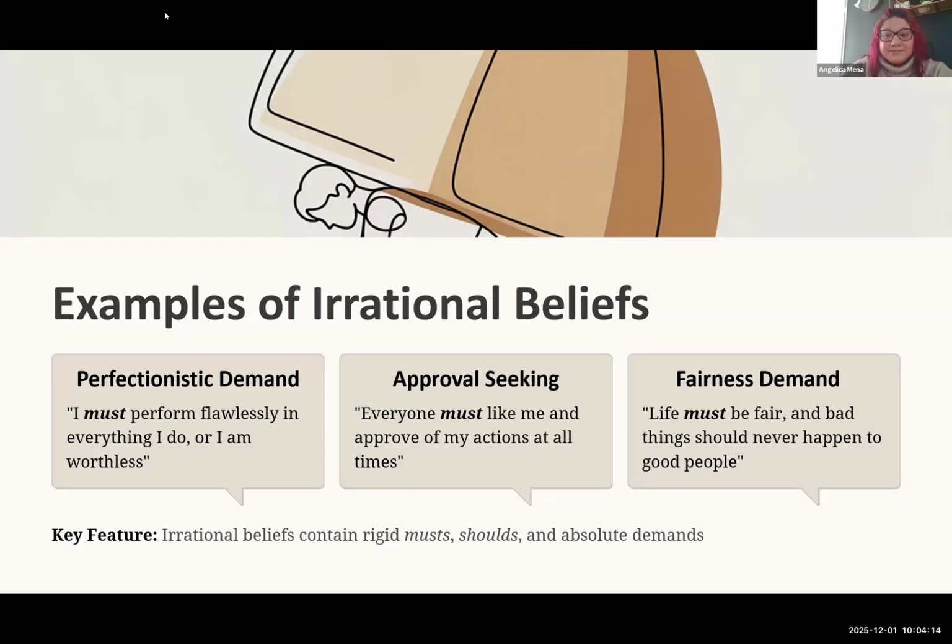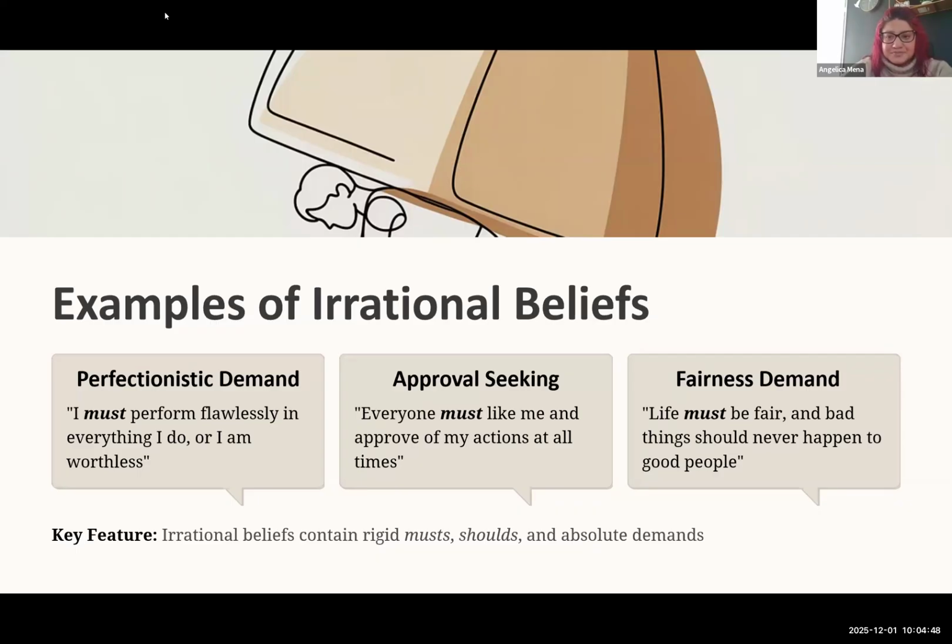So then the second example we'll look at is approval seeking. This is another common one. So someone might say, everyone must like me and approve of me all the time, right? I have a couple clients I've had over the years where they call themselves people pleasers. I just always want to be loved. I want to be accepted. I'm always seeking approval from people. But this is another one that's not really realistic. So Ellis would call this kind of an irrational thought, right?